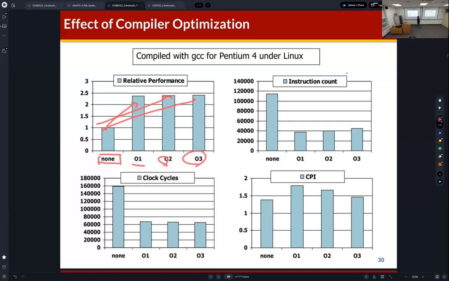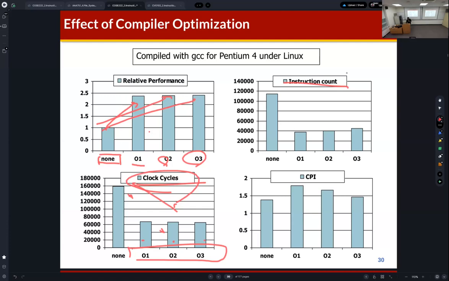Then let's see why the performance is improved. So if we see the clock cycles, the hardware is the same, okay? The hardware is the same, which means that the clock frequency is the same. So the number of clock cycles is the inverse of performance, right? So obviously, the clock cycles are increased, okay? Because the number of clock cycles is the inverse of relative performance. Then why? Let's see the instruction count.